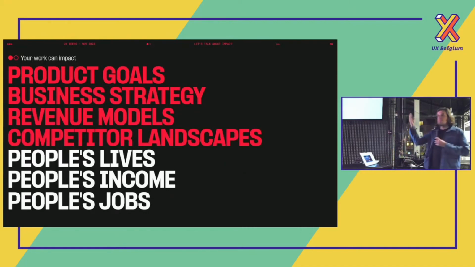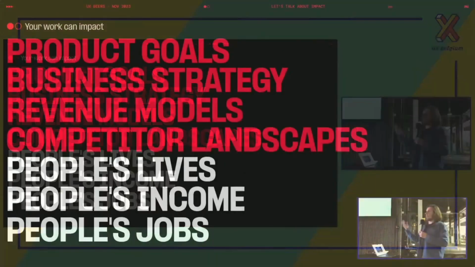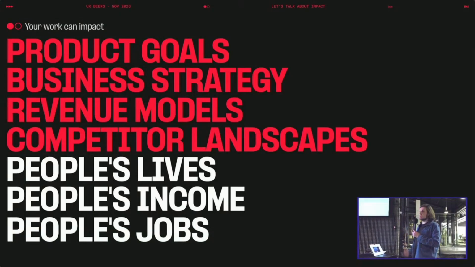Those things can be product goals. The product or its goals can change. A business strategy can change because you suddenly arise as a competitor. A revenue model can change because something ends up not working and you need to shift the way that you want to do things. But it's not just about business or clients, it can be people as well. People's lives can be changed, people's income, people's jobs. And this sounds a bit dramatic because in our daily lives we don't always build things that directly impact someone's income, for example. But it is true of the big tech things that have happened, and on a smaller scale, it's true for some of the stuff that we do as well.